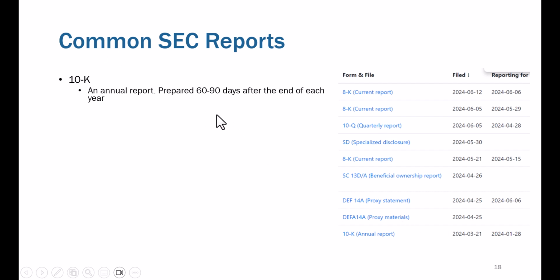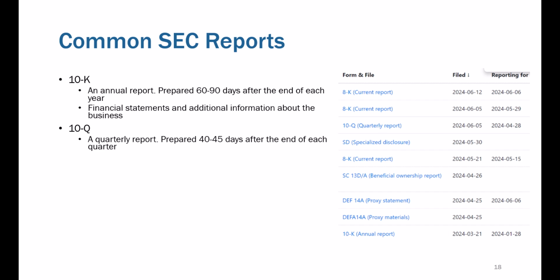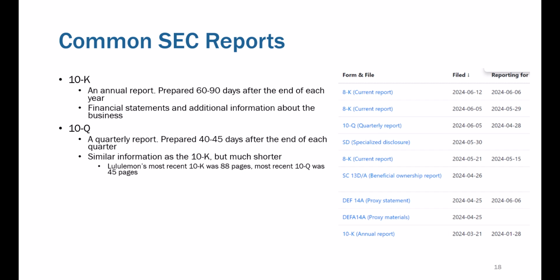That's the annual report, usually prepared 2 to 3 months after the end of each year, 60 to 90 days. It has financial statements. It has additional information about the business. We'll talk in a moment. It's usually pretty long. The 10Q, a quarterly report, is prepared 40 to 45 days after the end of each quarter. You would think it's prepared 4 times. It's actually prepared 3 times, because the fourth quarter just gets included in that 10K annual report. Similar information, financials, and then more information, but it's much shorter than a 10K. As an example, Lululemon's most recent 10K, their annual report, was 88 pages, but their 10Q, the government required quarterly report, was only 45 pages.